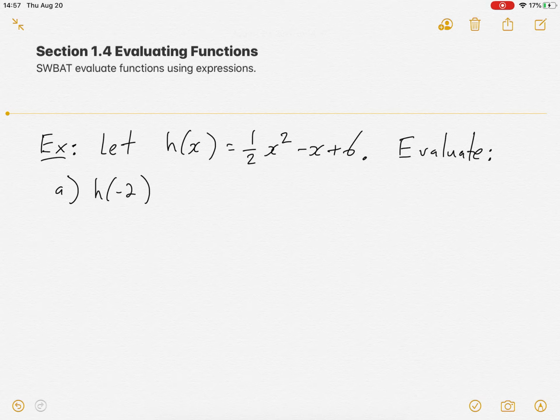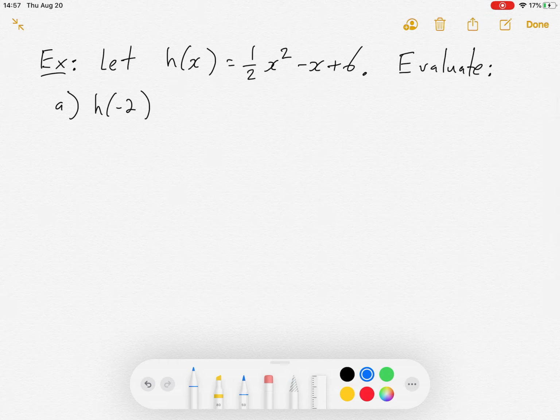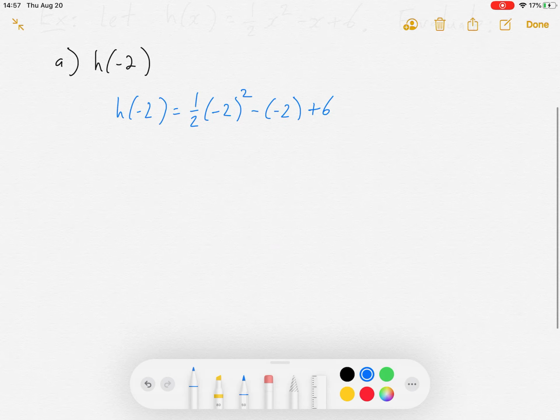Now, -2 is just a number, it's not an expression, so hopefully this is relatively straightforward. If you were showing your work on this, you'd say, okay, h of -2 is, well, there's 1/2. I'm going to put -2 in for x, and then I'm going to subtract -2, and then I'm going to add 6. I was trying to make this a little bit difficult, so be very careful with your negative signs here. I know sometimes we tend to forget them.